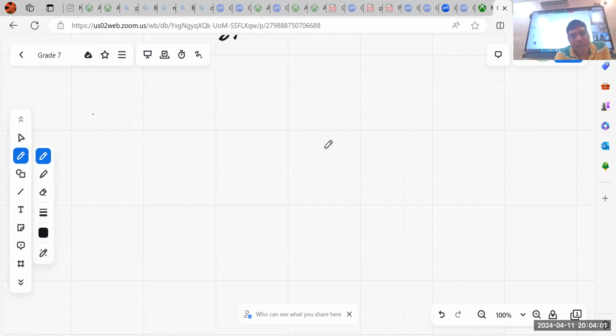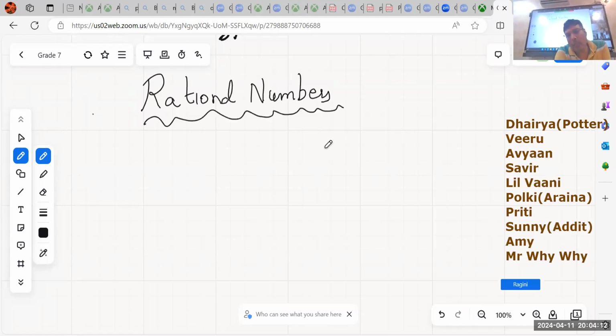So today we are starting rational numbers. What do we understand by rational numbers? A little bit we will do revision of the number system. So everyone unmute.